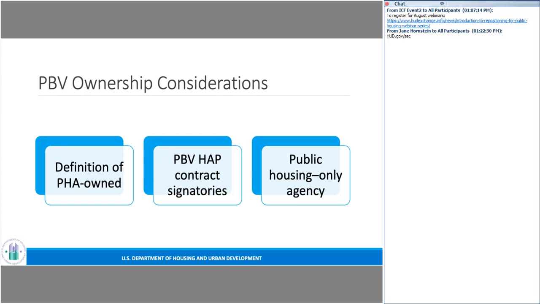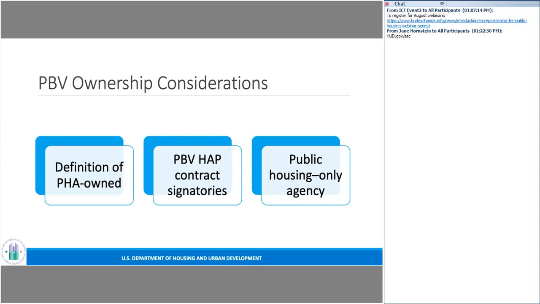Now, if the same person has signing authority for the voucher agency, say the executive director, as for the single asset entity, then the same person can sign that contract as long as those two entities are separate legal entities and that person has signing authority for each of those separate legal entities. So it's just something to keep in mind as you're structuring the ownership of your property.